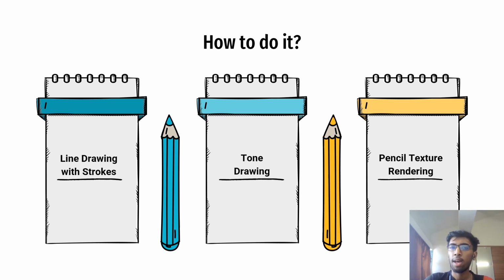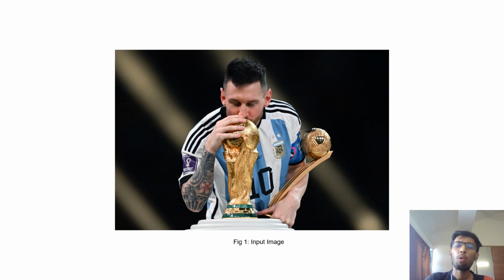After we have got the tone map and the lines, to give it a more natural feel we also need to add some texture, because in natural pencil sketches the texture is added due to the interaction of pencil and paper. So we are also going to have that texture rendering part in our process. Now I want all of you to focus on this image, because later in the presentation we are going to perform the operations on this image. This is the image of Messi lifting the FIFA World Cup trophy in the World Cup final.